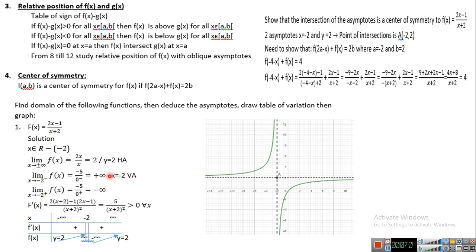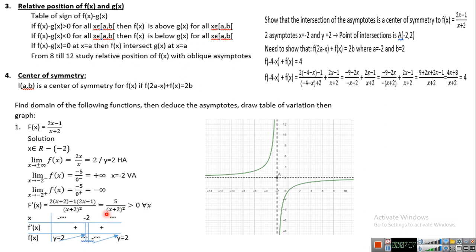Now if you have problems determining plus infinity or minus infinity, you can deduce it from the table of variation. You're going to see how. If you do the derivative, this is of the form u over v. U prime is 2 times x plus 2, minus the derivative of x plus 2, which is 1, times 2x minus 1, over the denominator squared. So the answer, as you can see, 5 over x plus 2 squared, is always positive.